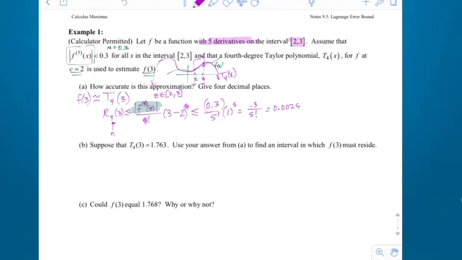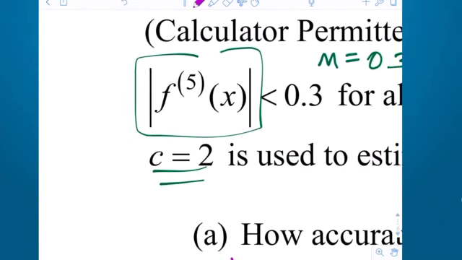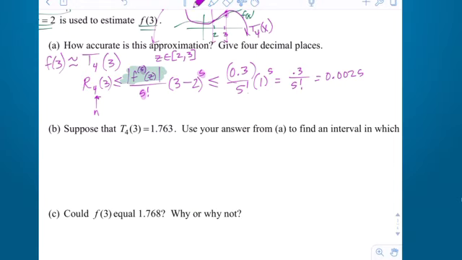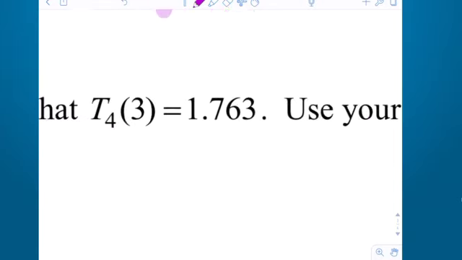Okay, so this is a good example to get our toe wet, because in this case, the maximum value is given to us. And that's really the hardest part about Lagrange error bound. So here would be a nice follow-up question. Suppose that the 4th degree polynomial evaluated at 3 was 1.763. That would be the approximation then of f of 3. So I know that f of 3 would be approximately equal to that.